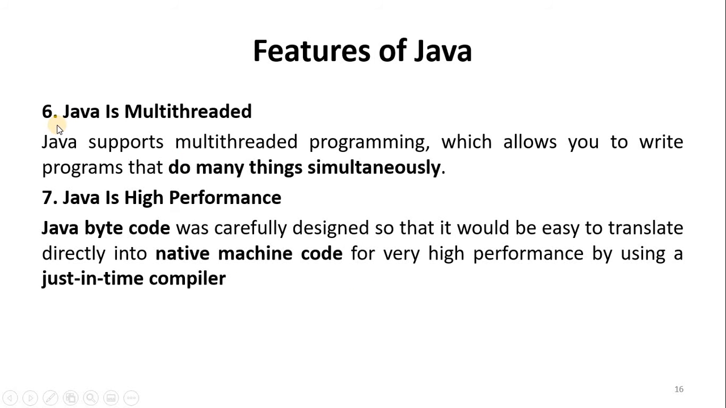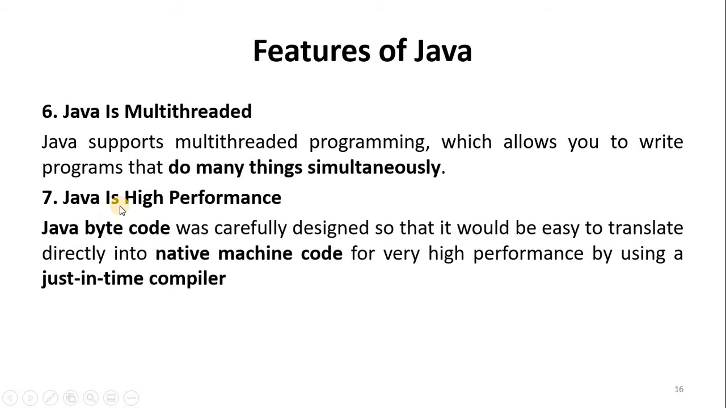Coming to the next feature, called multi-threaded. Multi-threaded means multi-threading. Many programs and many tasks can be executed simultaneously. For example, you have a program. That program can be divided into a smaller number of tasks. Those tasks can be executed simultaneously. So doing many things at the same time is the technique called multi-threading, or multi-threaded programs.